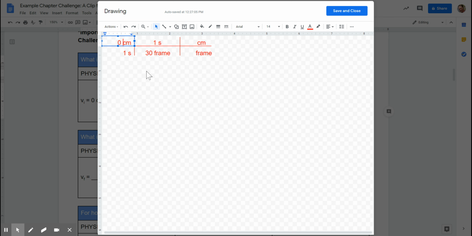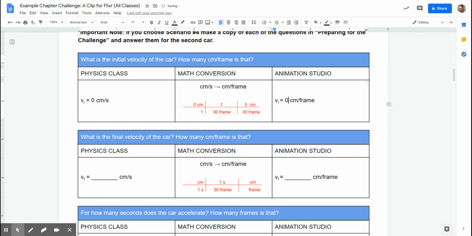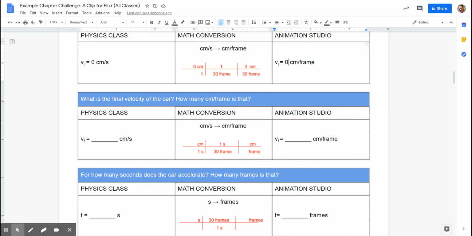This part in the middle is my conversion factor, where my seconds cancel out. But 1 second is the same as 30 frames because there's 30 frames every second. So if I multiply across the top, I end up with 0 centimeters. If I multiply across the bottom, I end up with 30 frames. And 0 divided by anything is 0, which means that my initial velocity in centimeters per frame is 0 centimeters per frame. That doesn't seem all that hard, so that one should be okay.